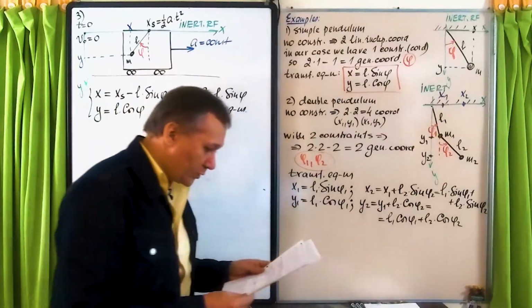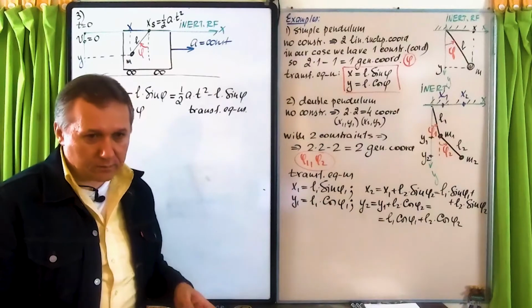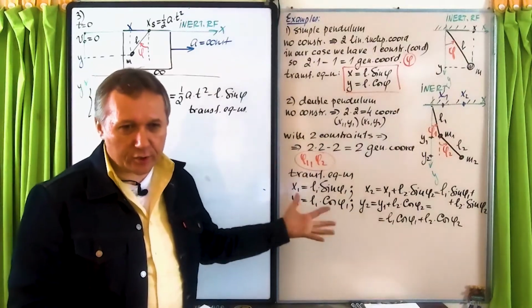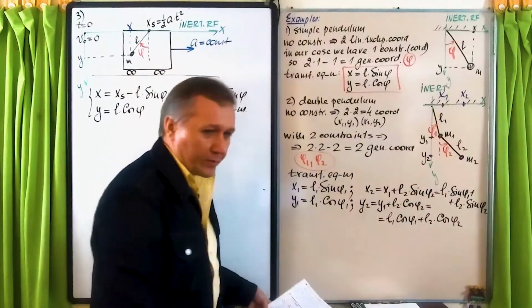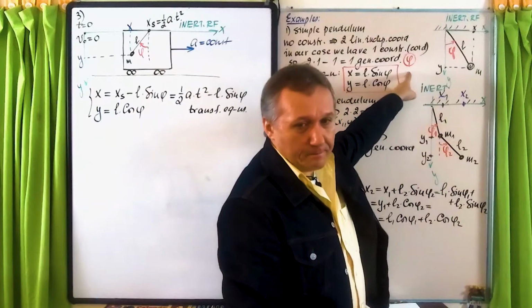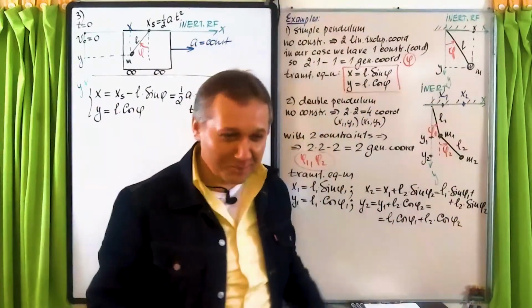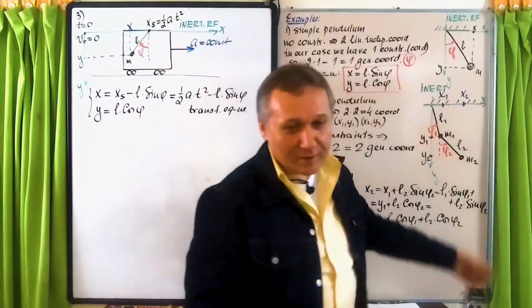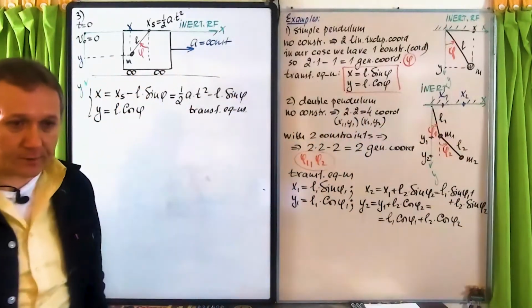So what should I write about this? Actually, not just transformation equations, generalized coordinates. I should have been more precise. So generalized coordinates, in this case, for example, phi, it's a natural generalized coordinate, right? Organic. And phi 1, phi 2, also natural. These guys, these not.